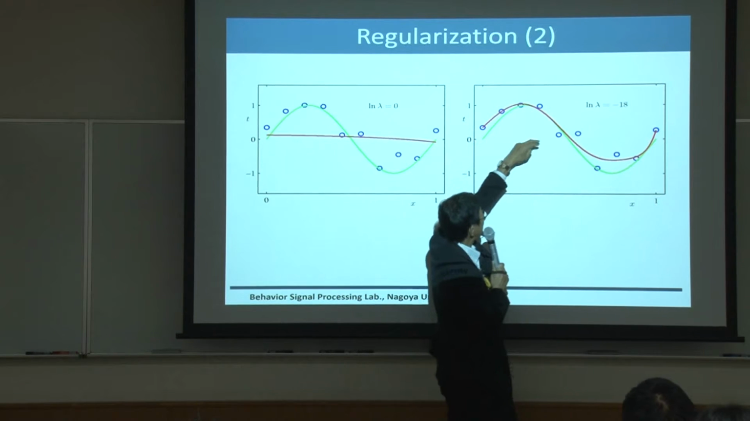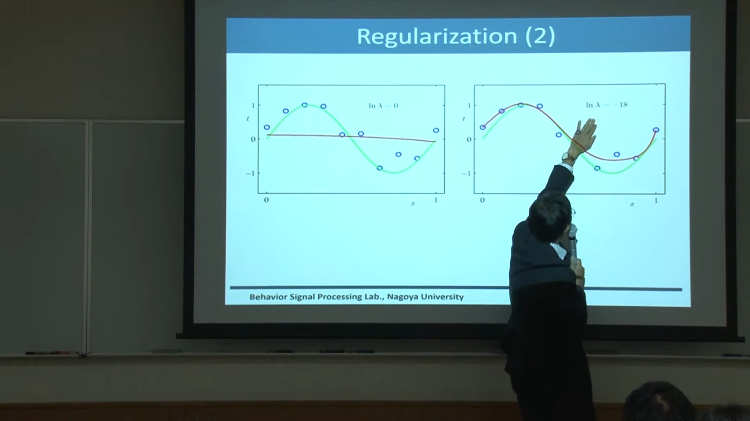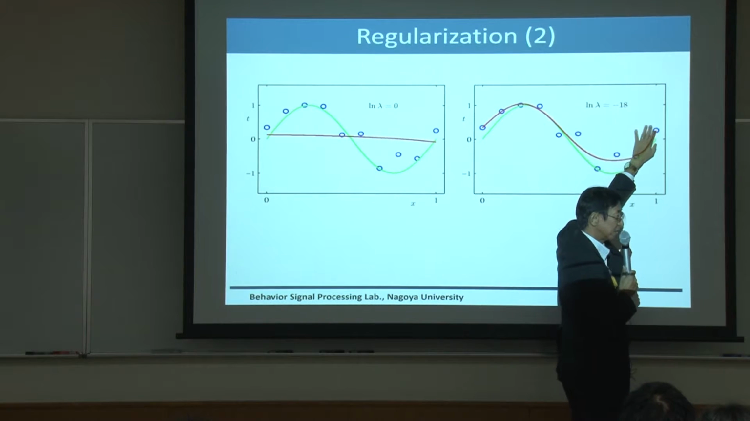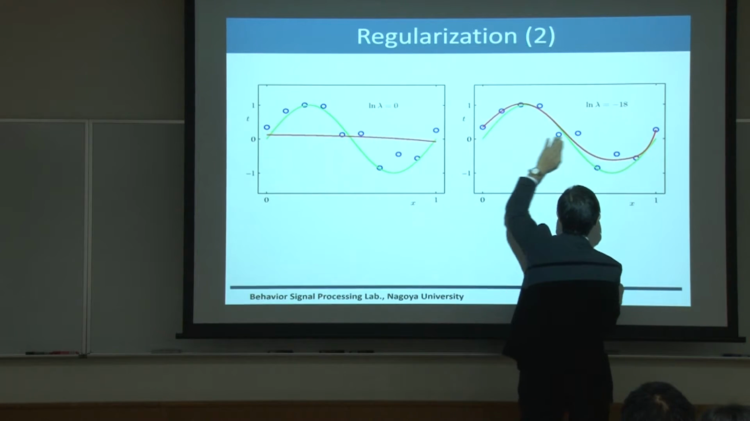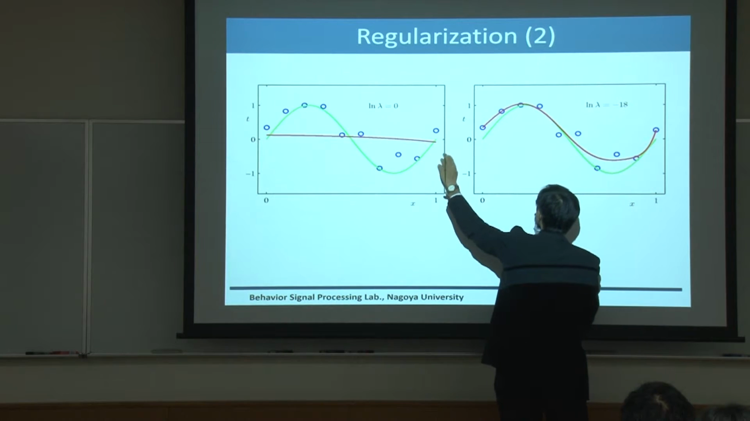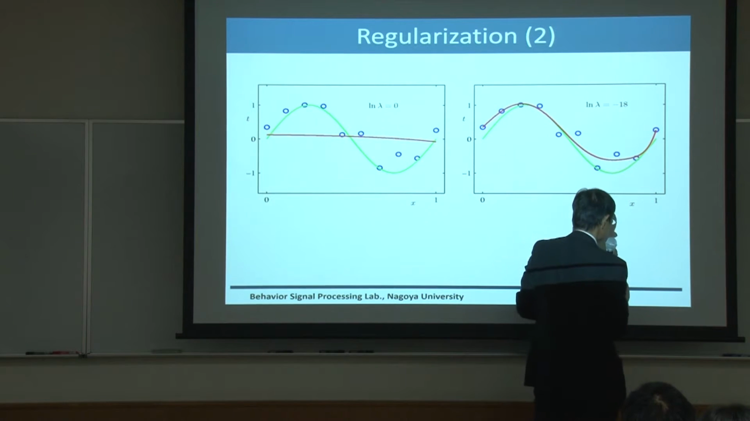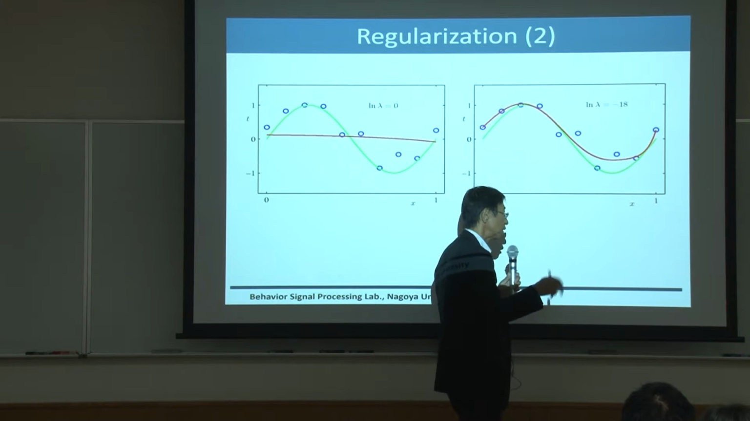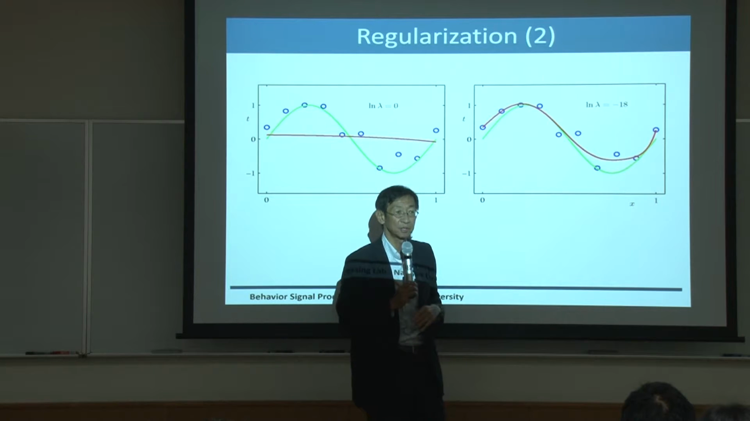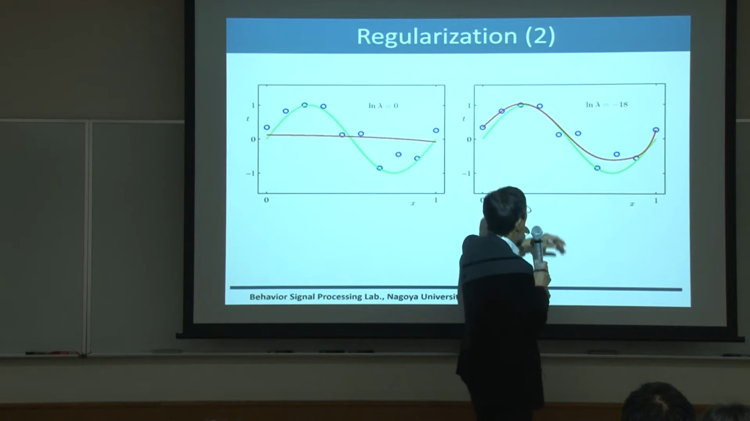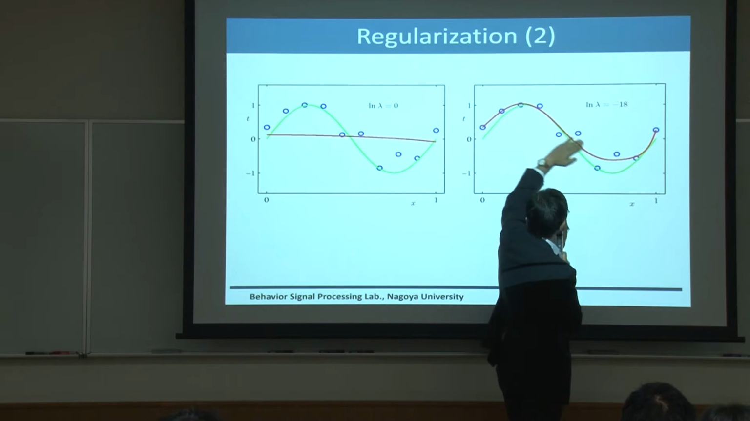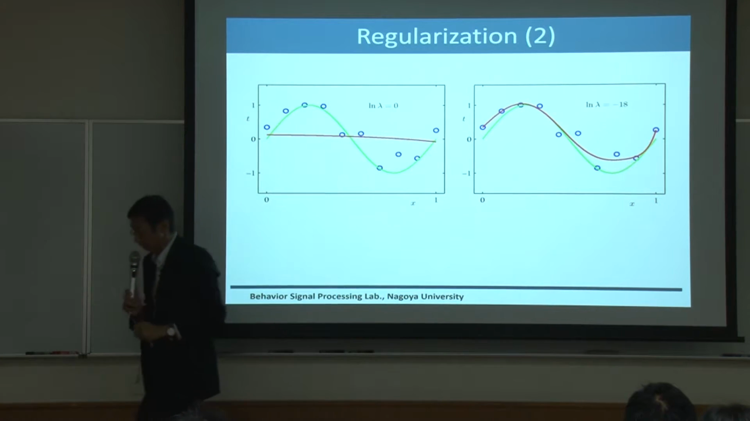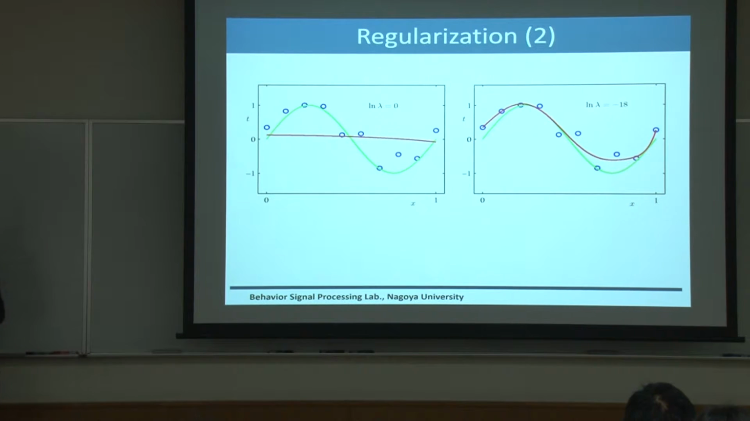But if lambda becomes smaller, which in this case, log of lambda is minus 18, that is far smaller than this, then because when lambda is small, the penalty for the complexity of the system becomes less. Therefore, it allows a more complicated shape of the fitting curve, and that is another result there.